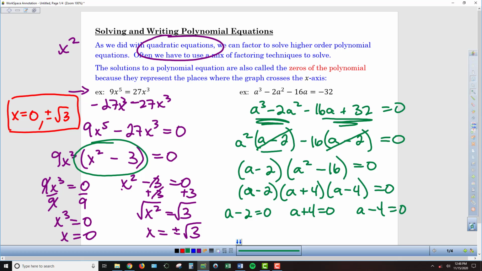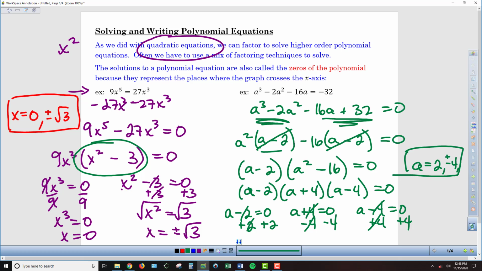And so in the first one, I'm going to add 2 to both sides. So we get, I'll list off my answers over here. I've got a equals 2 as the first of my answers. If I subtract 4 from both sides here, I'm going to get negative 4 as a second answer. And then finally, if I add 4 to both sides in this third part of the problem, I'm going to get positive 4. So I can either list it off as positive 4, or I could just write plus or minus 4, and then I've got my 3 solutions.